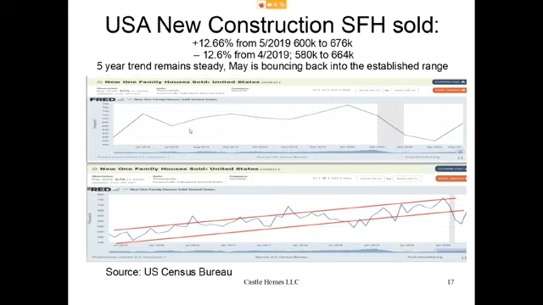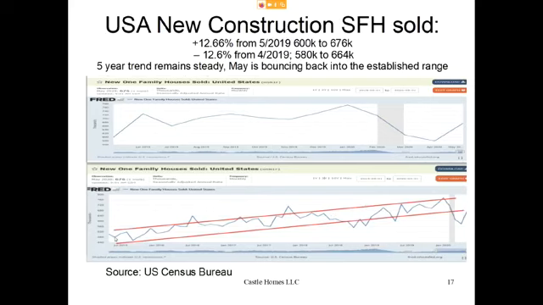And here is your chart. Here's May, April, right? We bounced back up. And here's a longer view. This is a 5-year chart going back to 2015.